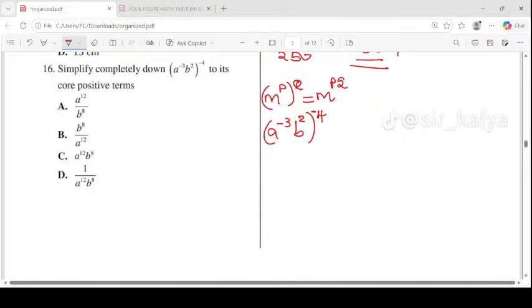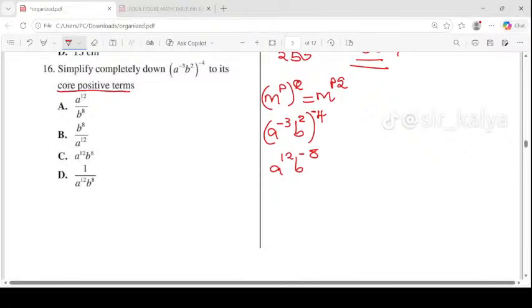When you multiply the powers, this now will become a to the power negative 3 times negative 4, which will become positive 12. Then b to the power 2 times negative 4, that will become negative 8. So I'm having a to the power 12, then b to the power negative 8. But now look at this. They are saying the co-positive terms, meaning that the power should not be negative.